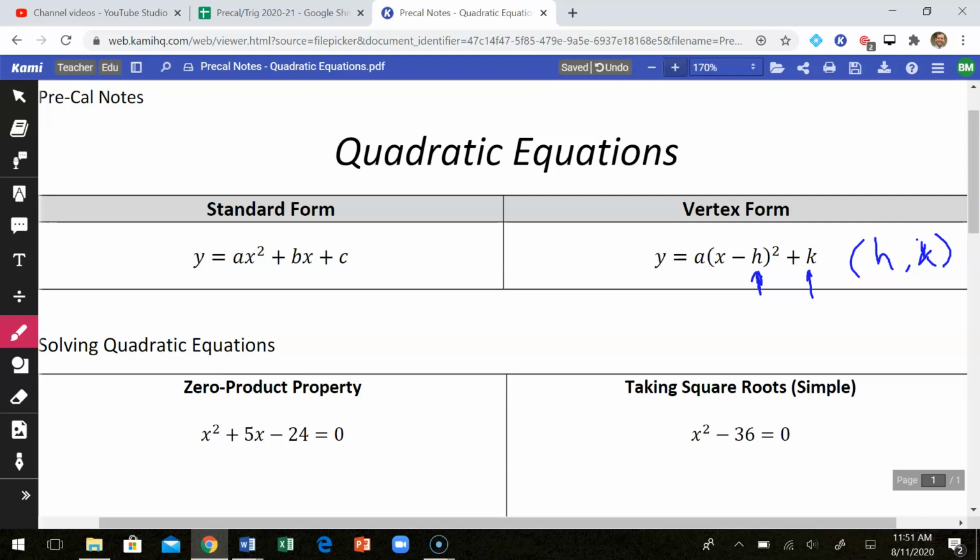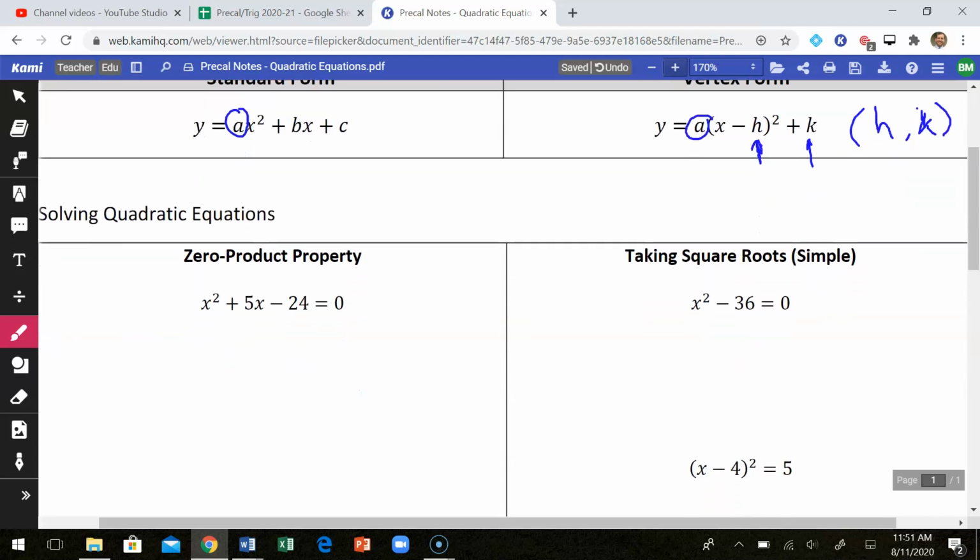Okay, and remember that the a value out front, regardless of the form, tells us how stretched the parabola is, and whether the parabola goes up or down. So if that a is positive, it goes up. If it's negative, it goes down. That a value tells us a lot.